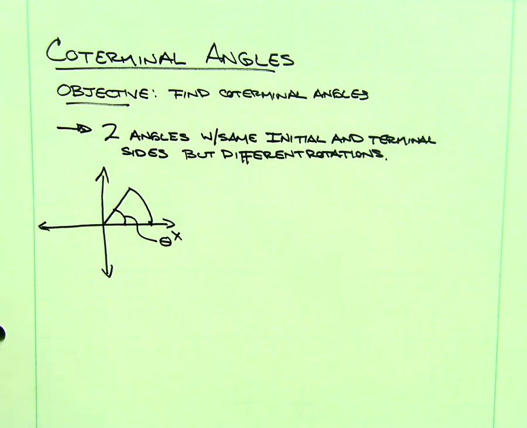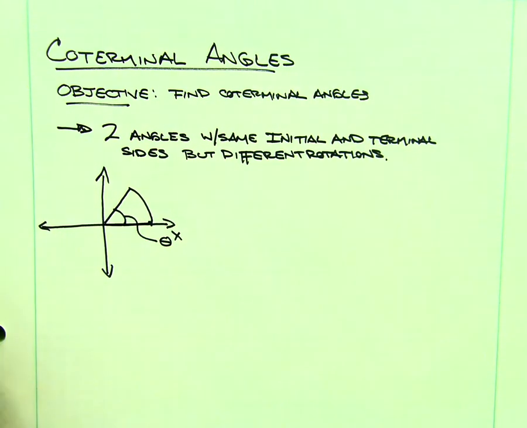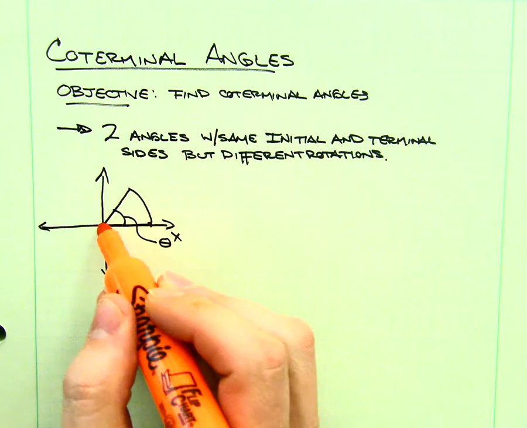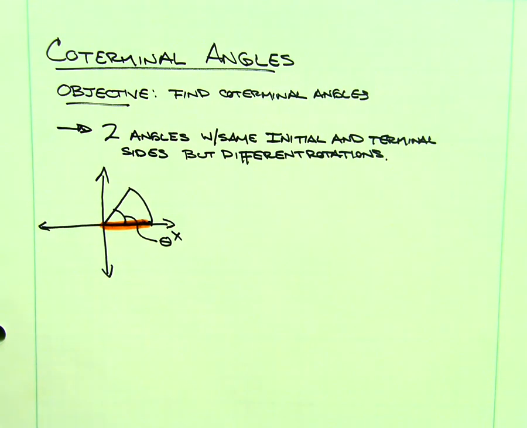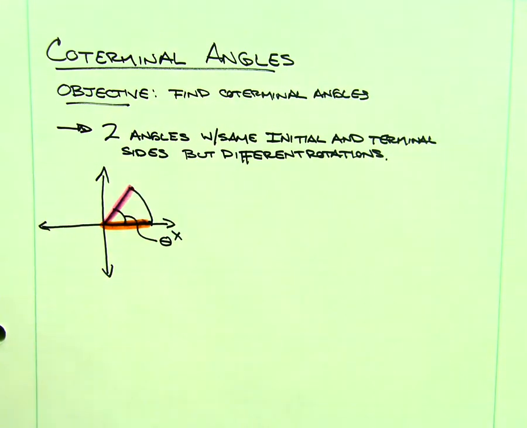Okay, a coterminal angle from this is going to have the same initial and terminal side. So the initial side is this guy right here. I'll put it in orange. So this is going to be our initial side. And our terminal side, the ending side of our angle, is going to be here, but it's going to have different rotations. So what does this mean?